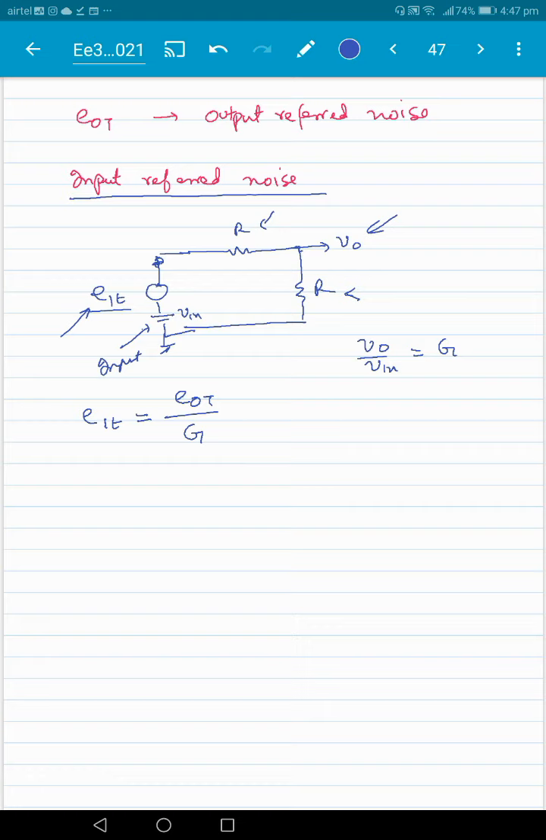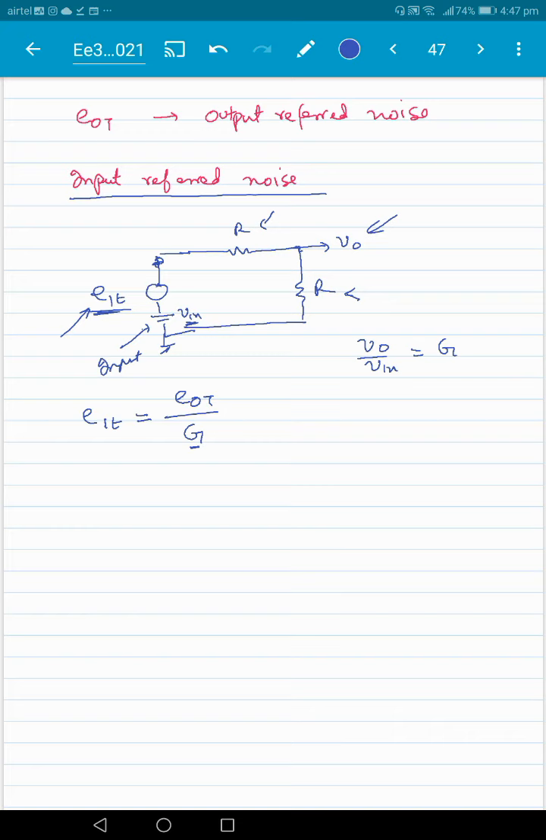And then what you do is, looking at the gain between the output and the input, you can divide by the gain and transform the noise back to the input and say, at the input we have so much equivalent noise. So then your circuit becomes ideal as far as the noise is concerned, and all the effects of the noise sources are put back at the input here.